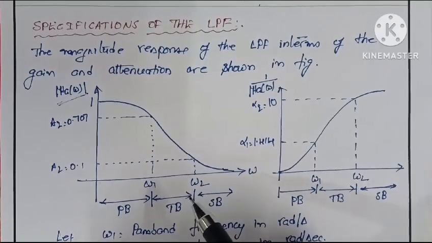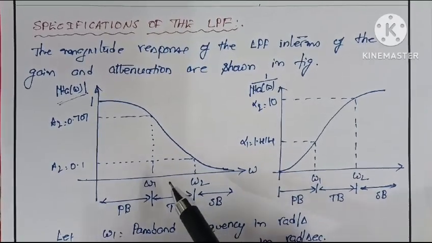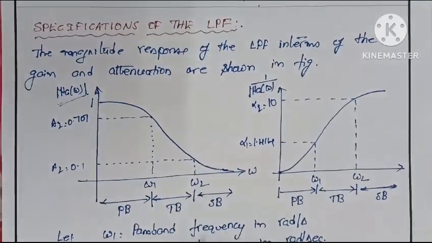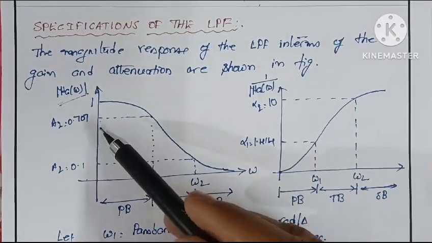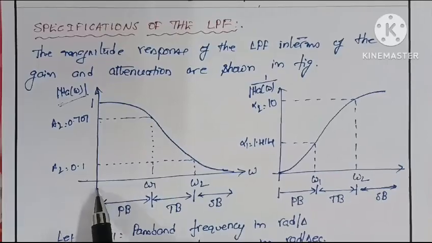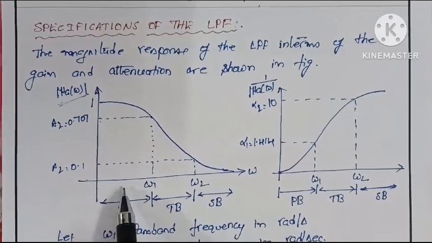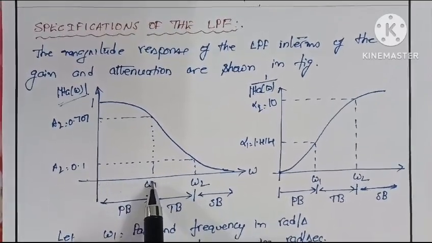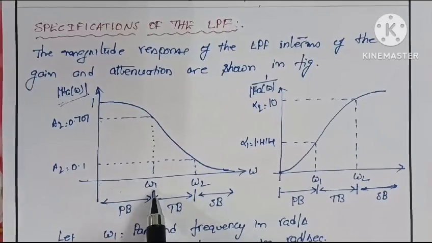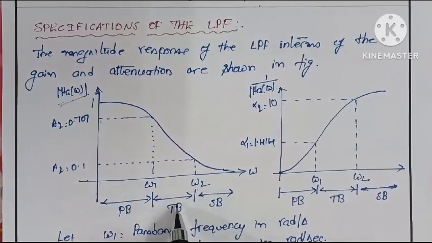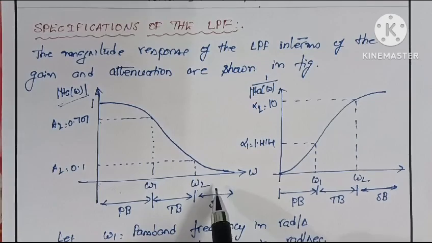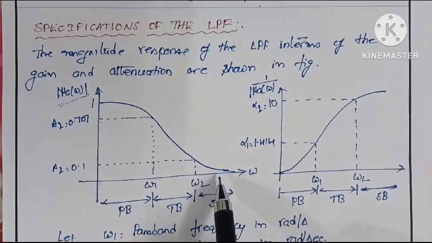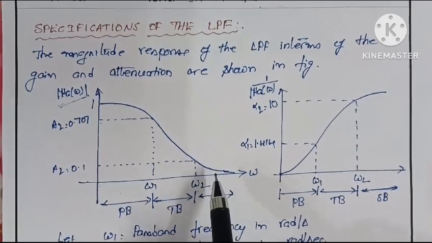It will allow all the frequencies up to the maximum cutoff frequency. Here it shows omega 1, which is the passband frequency in radians per second, corresponding to the 3 dB gain. The graph shows that from 0 to omega 1, which is called the passband of the low pass filter, all the frequencies which lie between 0 and omega 1 are allowed. From omega 1 to omega 2 is called the transition band, and from omega 2 towards the maximum value is the stop band, which indicates that the frequencies above omega 2 are completely stopped or eliminated.